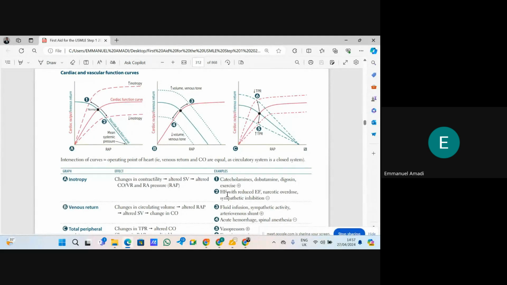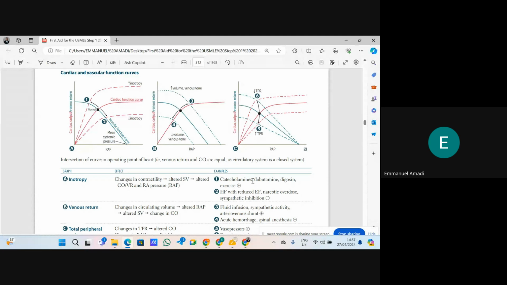Heart failure, of course, we definitely cause it. Narcotics, we cause it. If you also give beta blocker, all these things inhibit contractility. Number one, if you give beta agonist, if you give the likes of digoxin, if you do exercise, all these are things that increase contractility. That can place in number one.